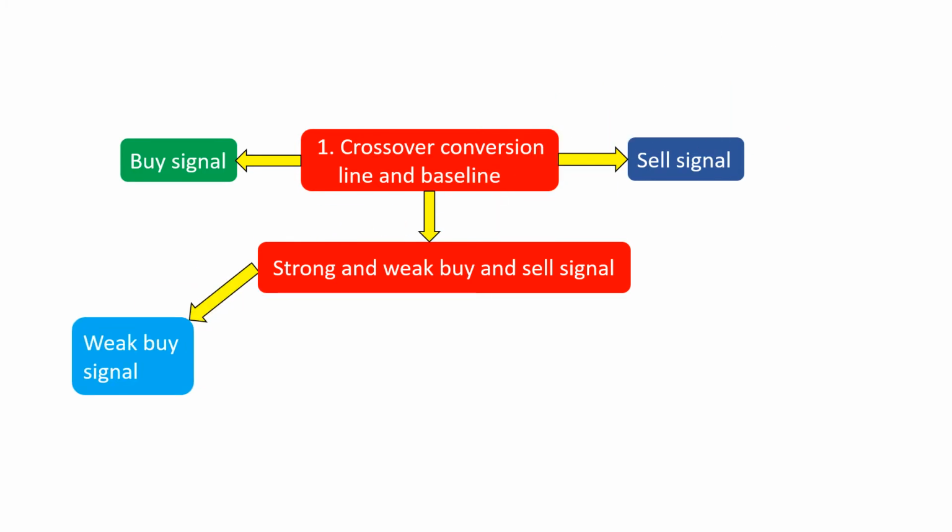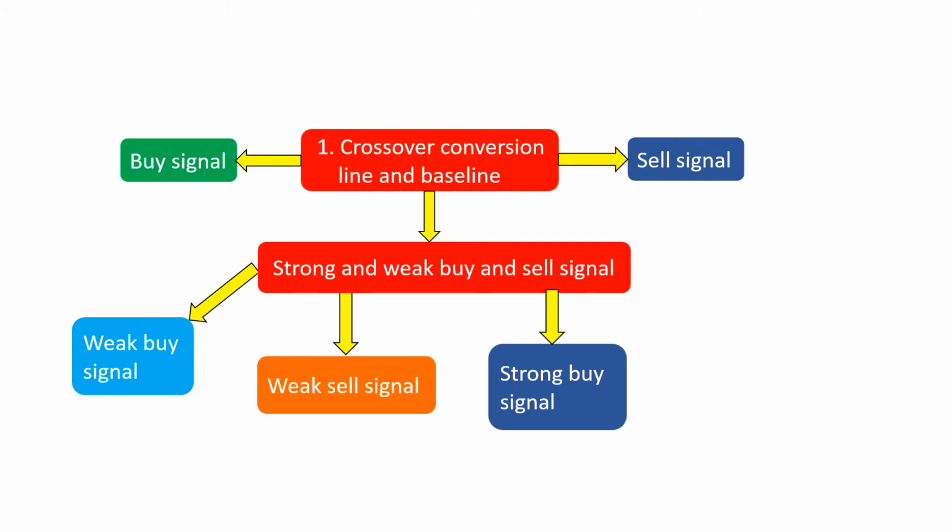If the blue line crosses above the red line and this crossover is below the Kumo cloud, it generates a weak buy signal. If the blue line crosses below the red line and this crossover is above the Kumo cloud, it generates a weak sell signal.